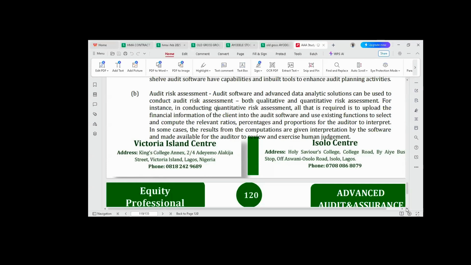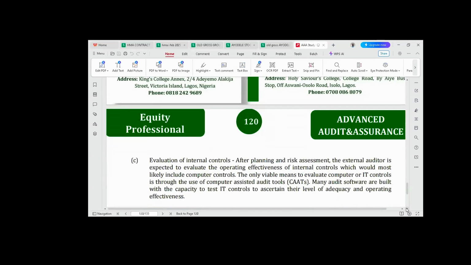So when you generate the audit ratios, the financial ratios, you will also be able to do what? Interpret the ratios. You will help the auditors to do what? Interpret the ratios. Because these are routine tasks. All right. So it makes life easier for the auditor.